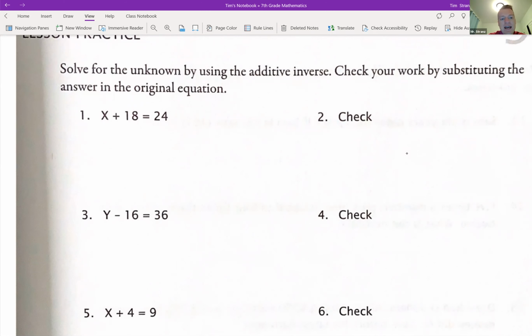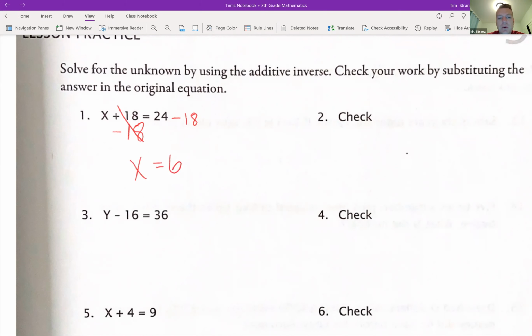So if we have x plus 18 equals 24, we have a positive 18. To get rid of this positive 18, we need to subtract 18. If we do that, these cancel out. But in algebra, whatever you do to one side, you must do to the other side. So if I subtract 18 from the left side, I have to subtract 18 from the right side. That's going to leave me with x equals 6.